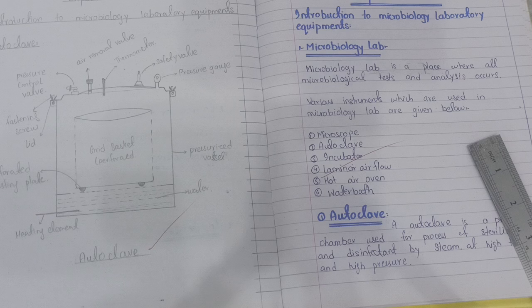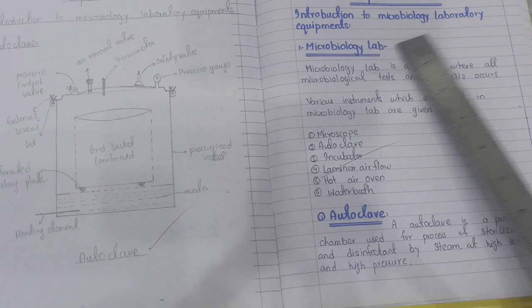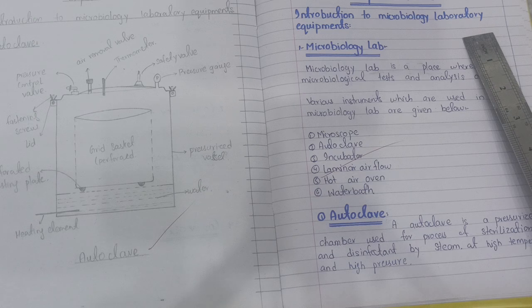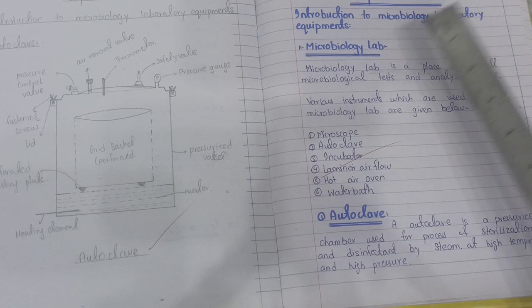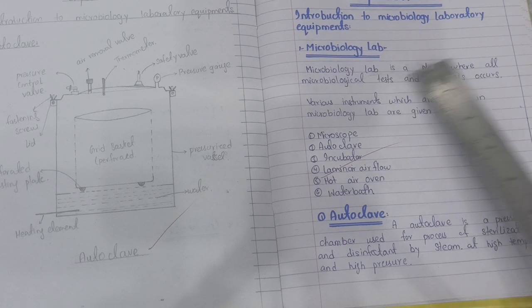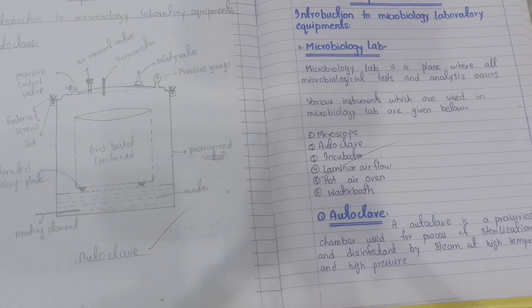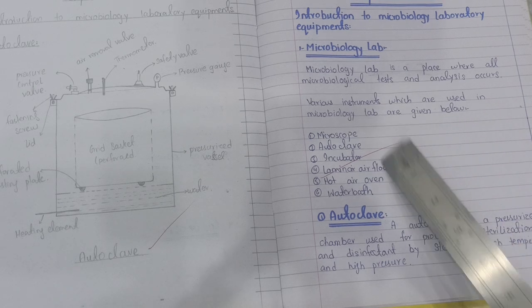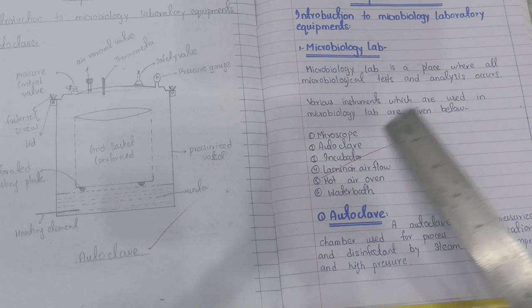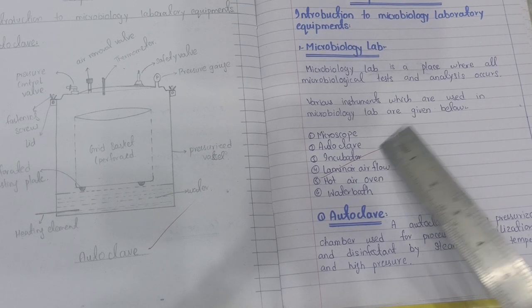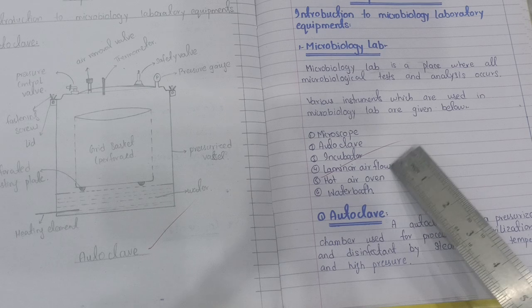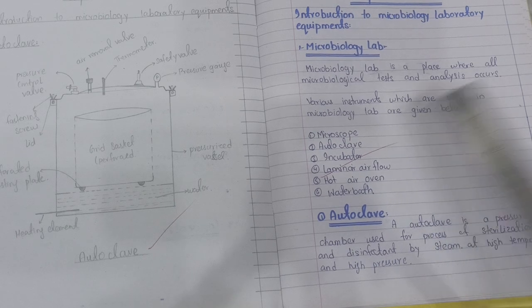So let's start revising from experiment number 3, which is about the introduction of microbiology lab equipment. You know that in a microbiology lab we perform a lot of tests, we do analysis of a lot of things, and we use some apparatus for that. We need some machines and apparatus, and these are the major apparatus that we use: microscope, autoclave, incubator, laminar airflow, hot air oven, and a water bath.